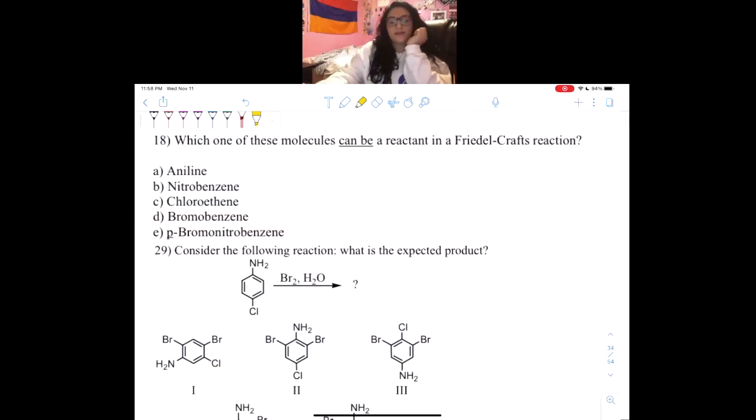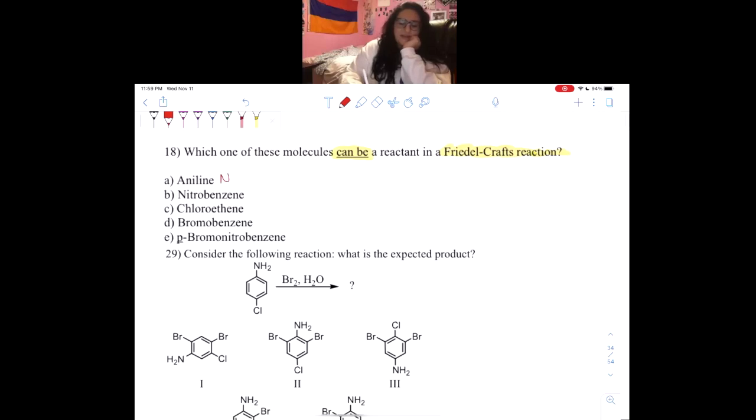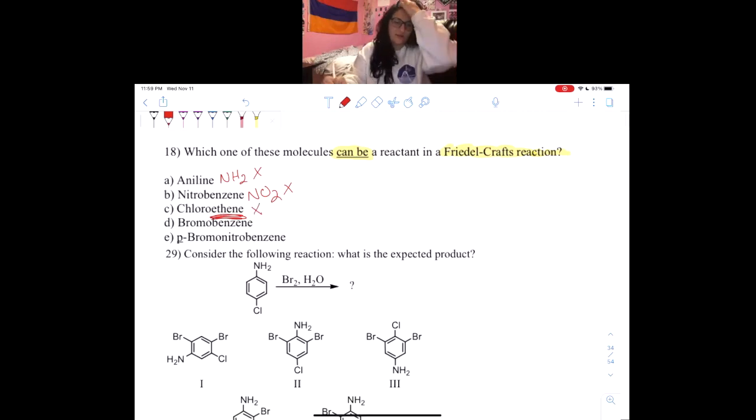This next question is very similar, and it's just asking essentially the opposite. Which one of these can be reacted with Friedel-Crafts? So aniline is a benzene with NH2. We know that won't work. Nitrobenzene has an NO2. That won't work. Chloro, we know chlorine will work on a benzene ring, but please pay attention. Chloroethene, that will not work. That's not an electrophilic aromatic substitution.